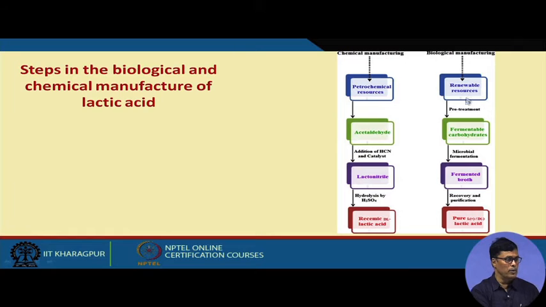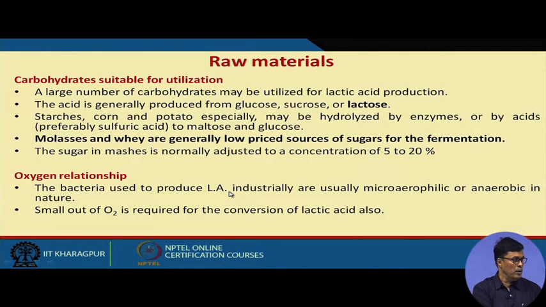So, these renewable resources we can pre-treat, then we produce the soluble carbohydrate. This undergoes the fermentation process, then we get the fermentation broth, and through the purification process we get pure L and D lactic acid. Now, a large number of carbohydrates may be utilized for lactic acid production. The acid is generally produced from glucose, sucrose and lactose.